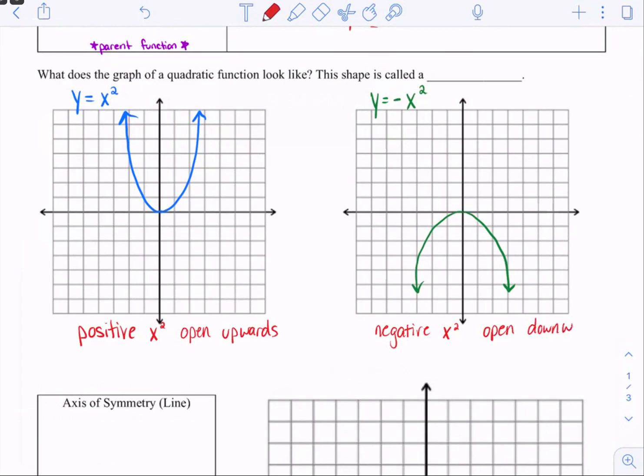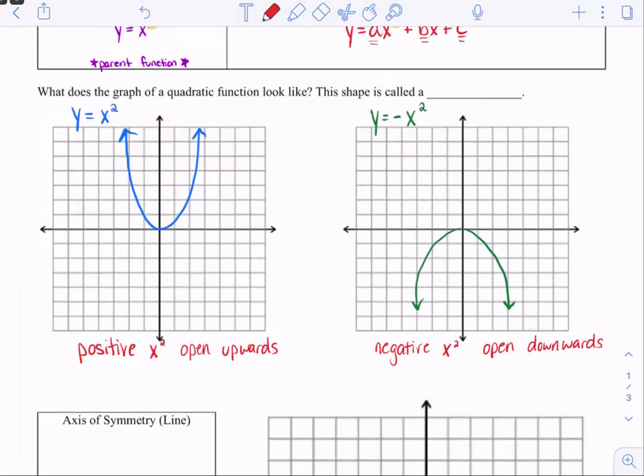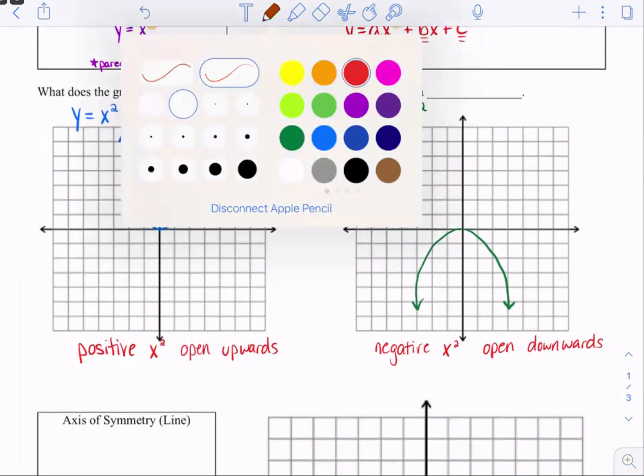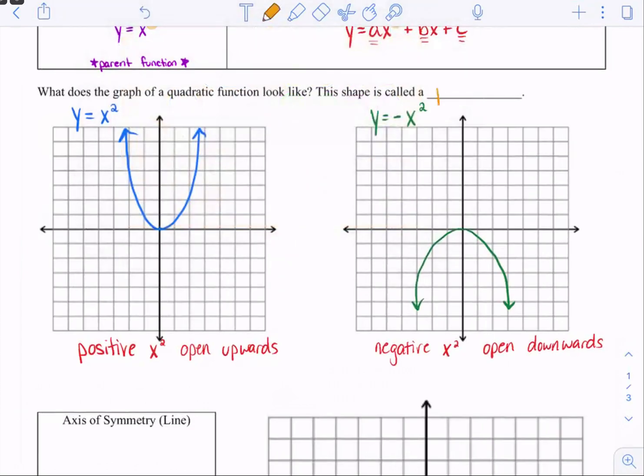And we'll talk about that more next time, but for now, this is the basic that you need to know. The shape of this function is called, see if you remember, it starts with a P, a parabola. So a parabola is the shape of this quadratic equation. So a positive x squared is upwards and a negative x squared opens downwards.